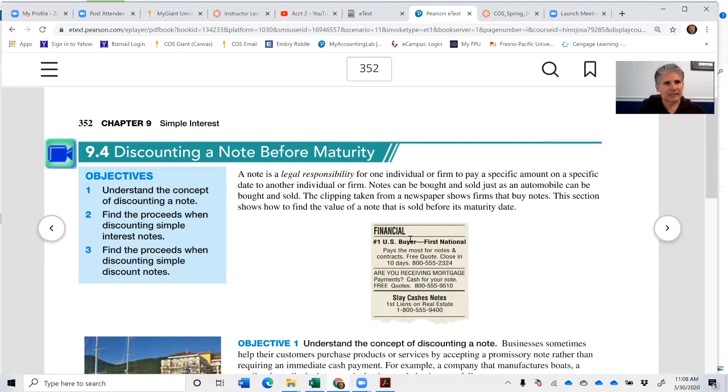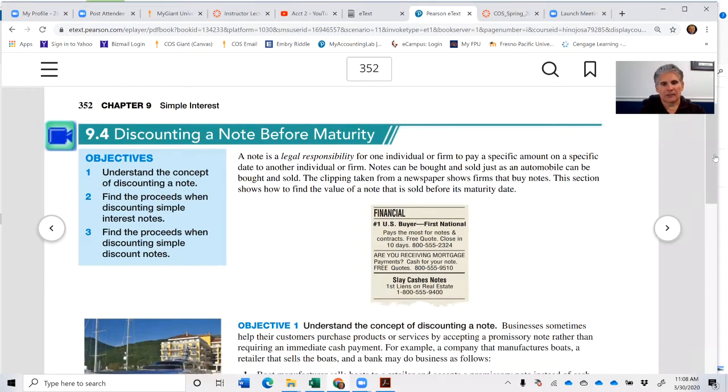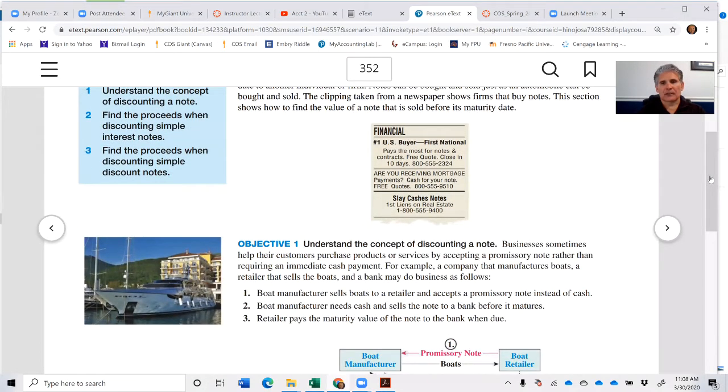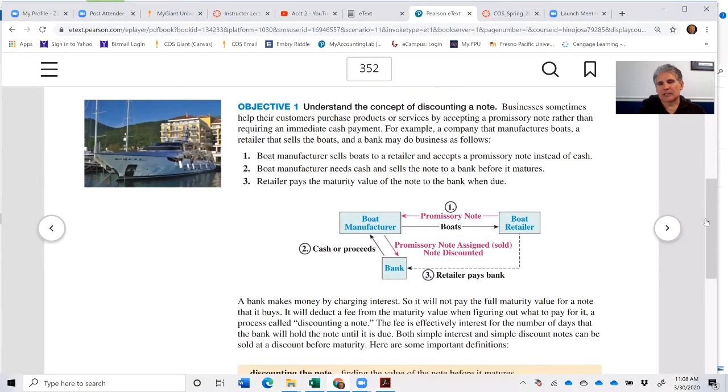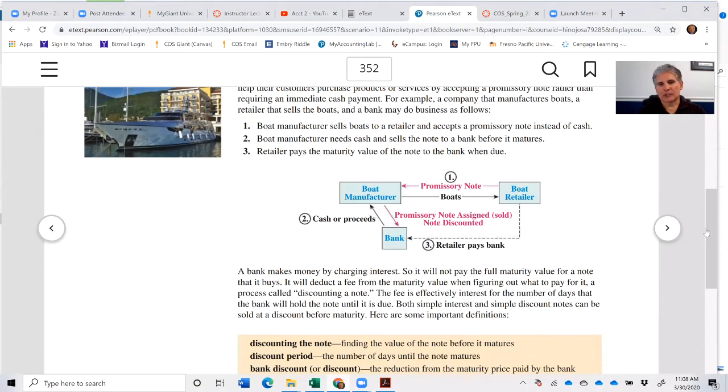Our last section is 9.4, discounting a note before maturity. What I mentioned to you earlier is that now it's going to make a little bit more sense why we actually deal with discounts. And so the example here, this is a pretty good graphic representation.